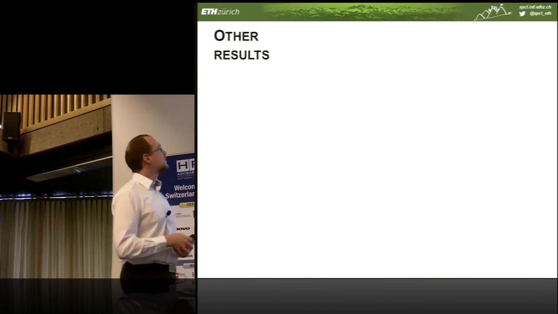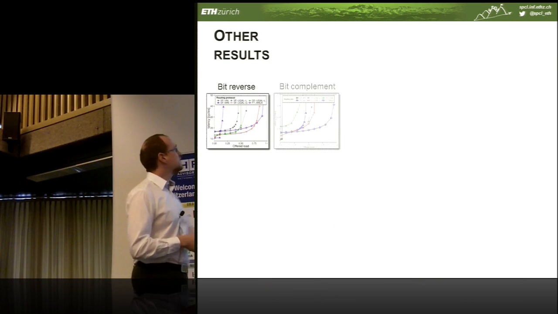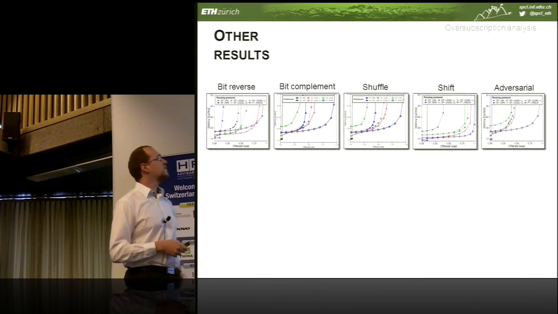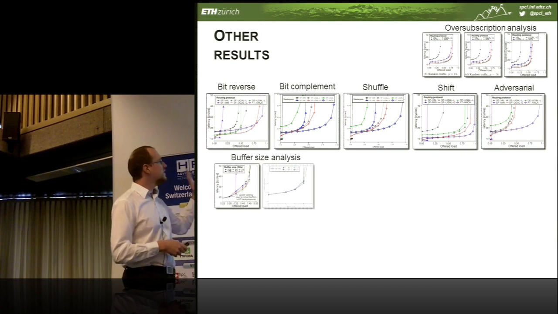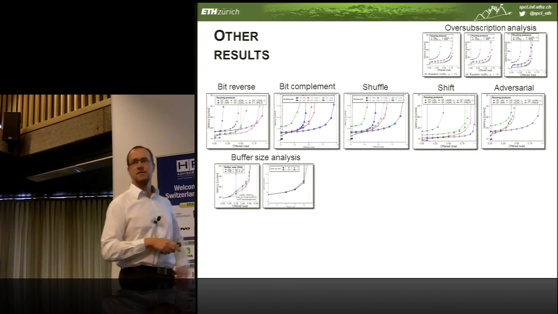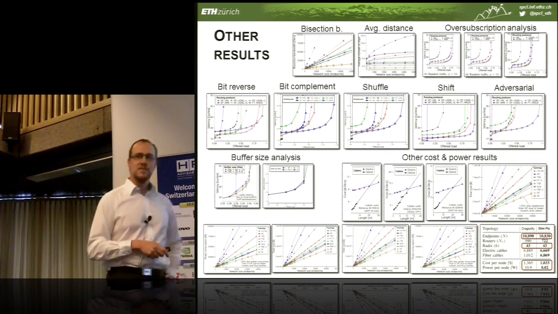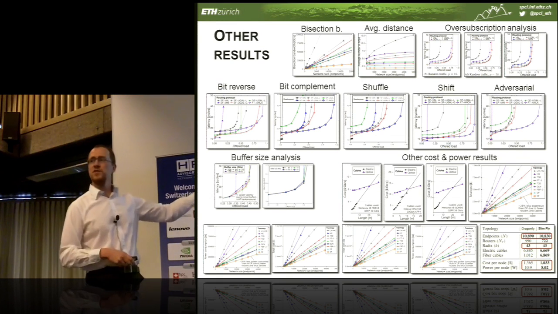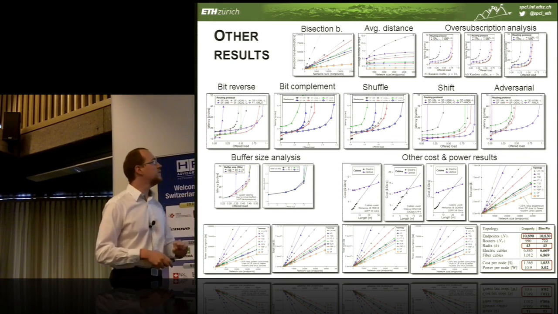Okay, good. We have lots of other results for different traffic patterns and other things. We have a paper at SC, and results for different buffer sizes if you're a switch vendor, and for different cost and power results, different case studies, bisection bandwidth as a theoretical measure, and average distance also as a theoretical measure. So there's lots more data on this topology if you care.